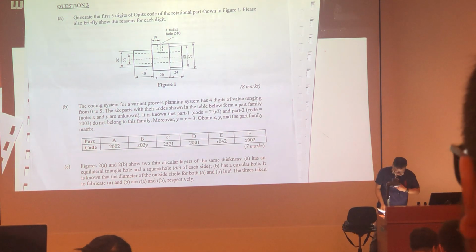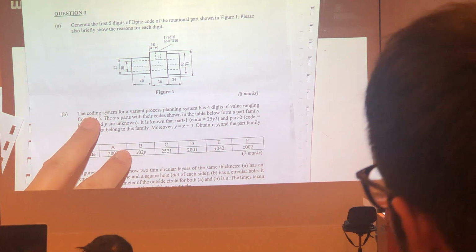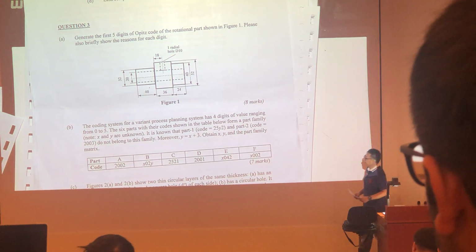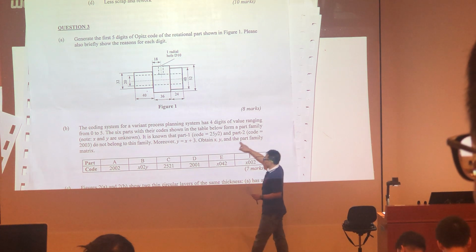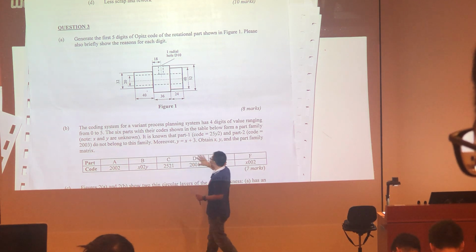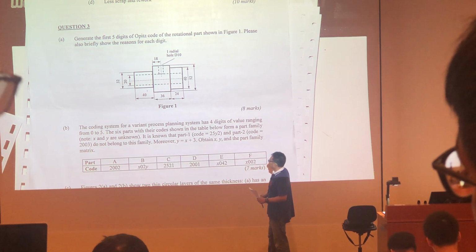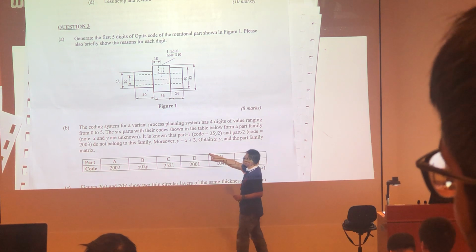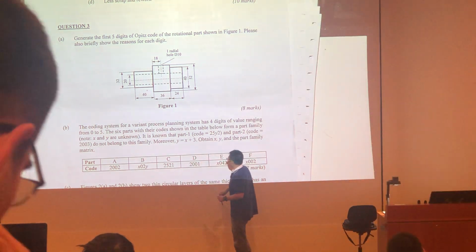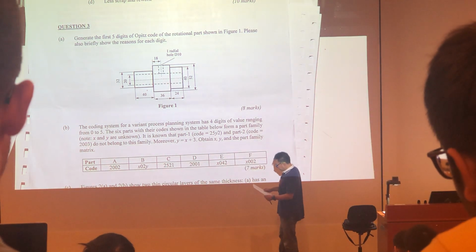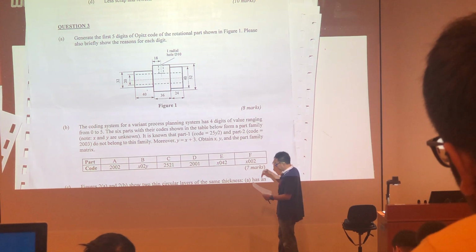Second one. The coding system is regarding a parts family matrix, and has a 4-digit value ranging from 0 to 5, 6 parts. The code belongs to a form of part family X, Y, and 0. Part 1 and part 2 do not belong to this family, and moreover, Y equals X plus 3. Obtain X, Y. This one is in a similar fashion as the year before.